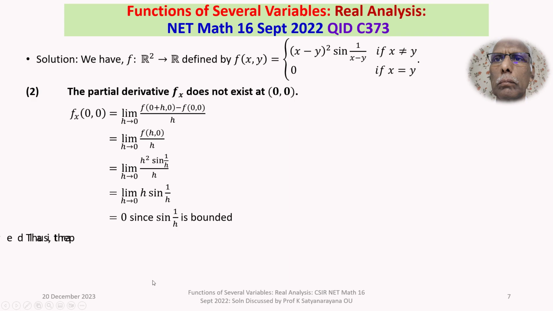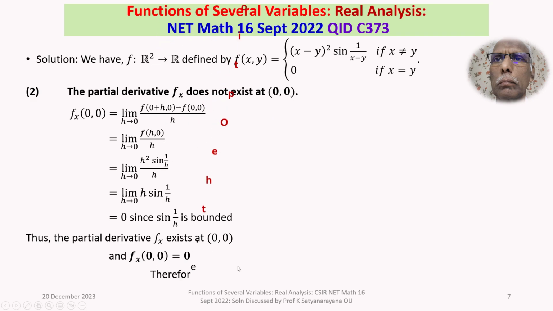Therefore, the partial derivative of f with respect to x exists at (0, 0) and f suffix x at (0, 0) is 0. So in option 2 it is given that fx does not exist at (0, 0), but it exists and its value is 0. So therefore option 2 is not true.